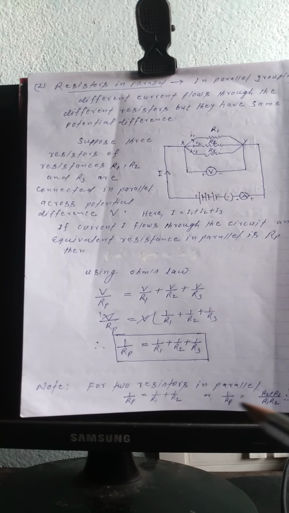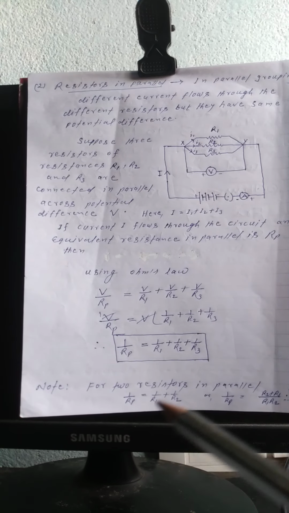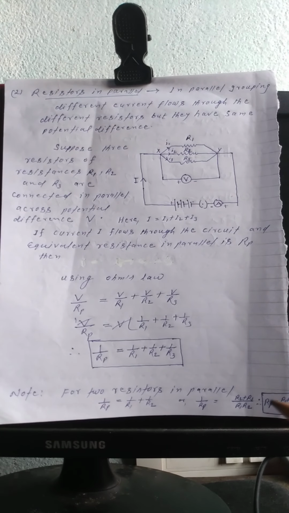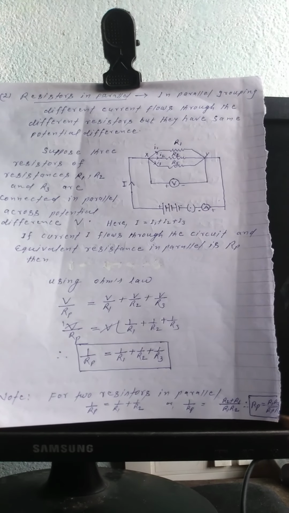Note, for two resistors in parallel, we can write 1 by Rp is equal to 1 by R1 plus 1 by R2, or 1 by Rp is equal to (R1 plus R2) by (R1 into R2). Therefore, Rp is equal to product by sum: R1 into R2 by R1 plus R2. That is product by sum.